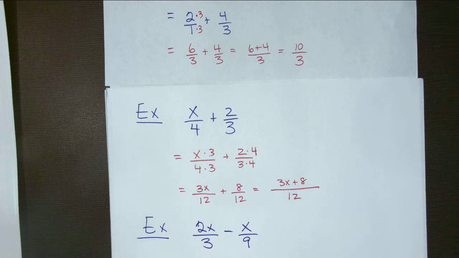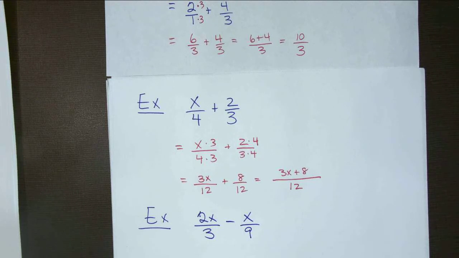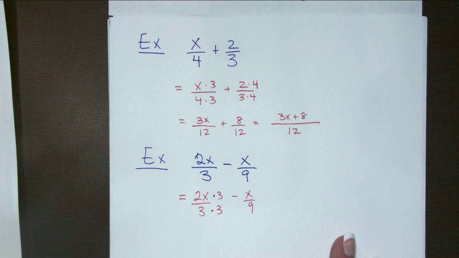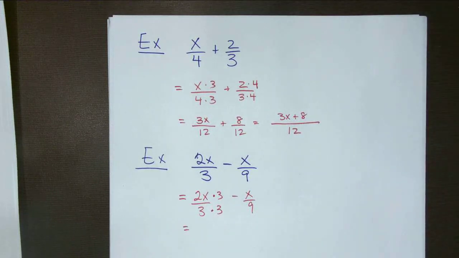Type 2, when only one of the fractions needs to be changed. So what would we do here? Common denominator would be 9, so we need to multiply the first one by 3 and leave the second one alone. So 2x times 3. 6x. That's 2 times x times 3.